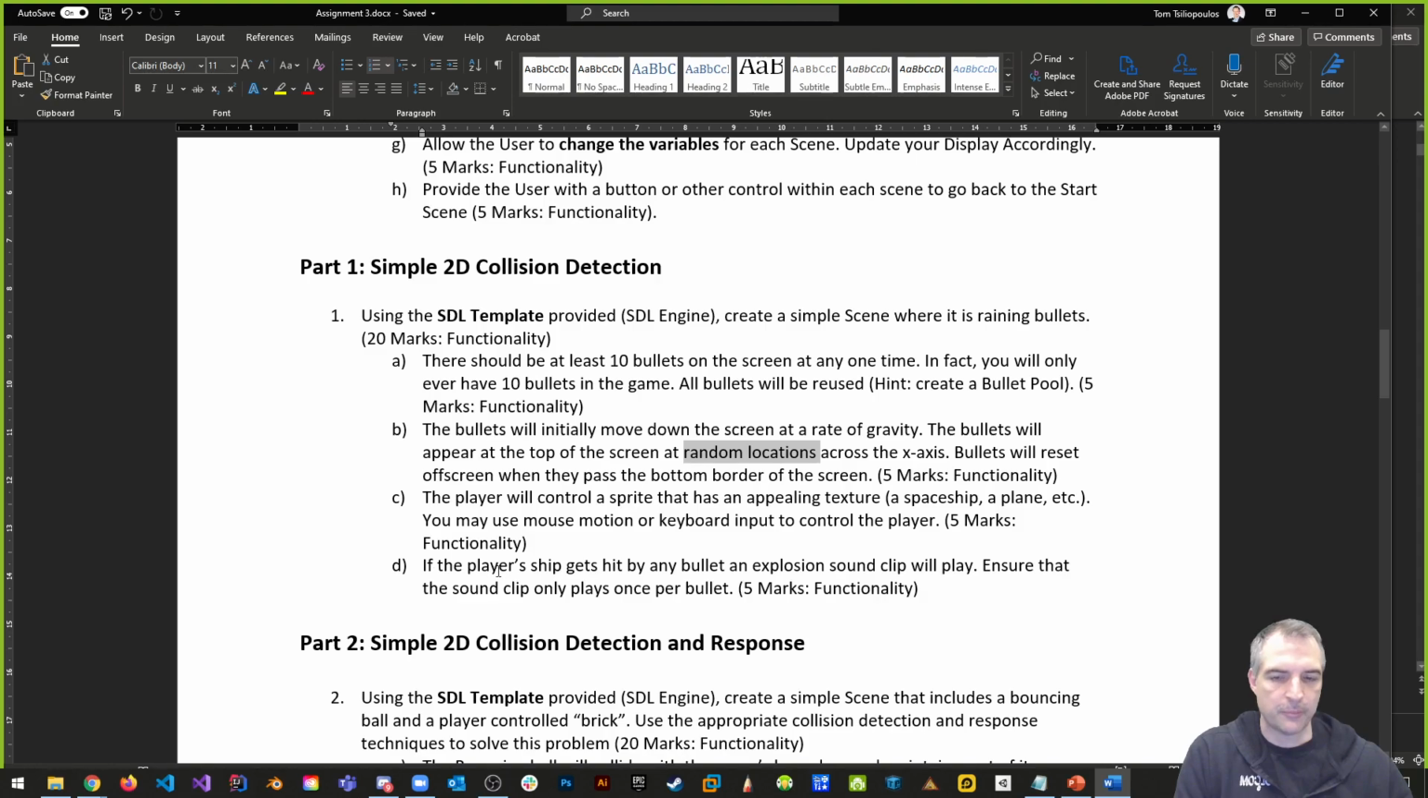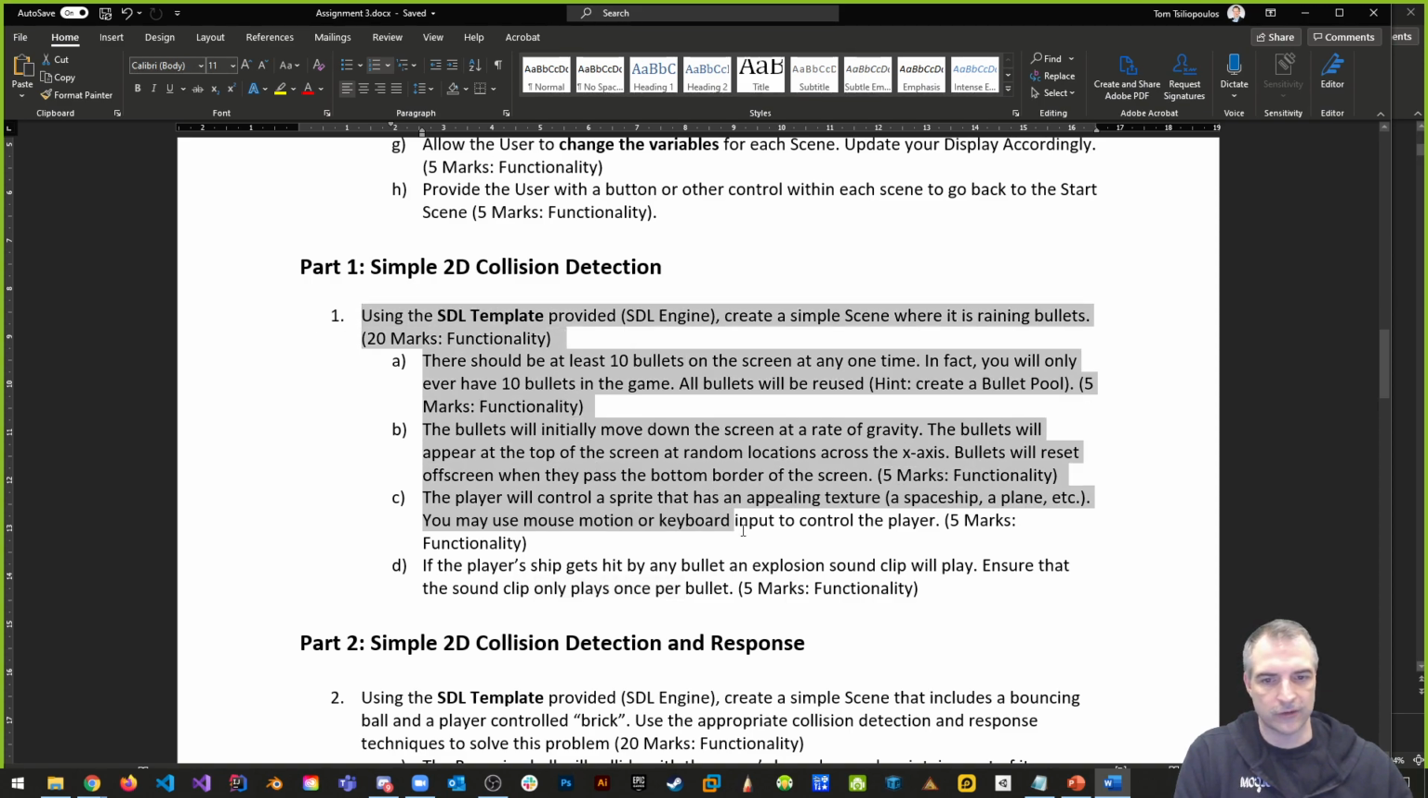Okay, if the player's ship gets hit by any bullet, an explosion sound clip will play, and ensure that the sound clip only plays once. This is the exercise. So if you're hit by a bullet, it's not going to play all the way through the ship, right? It's only going to hit your ship once. Very simple, and this is you practicing how to do simple collision detection with a ship and a bullet.